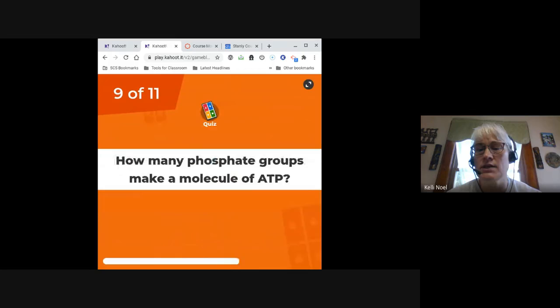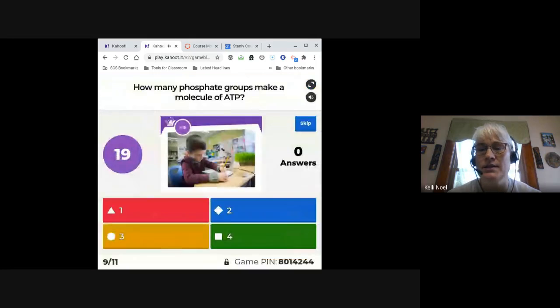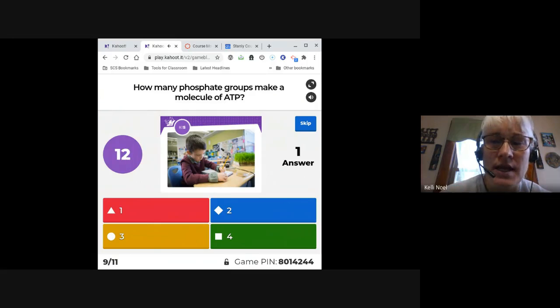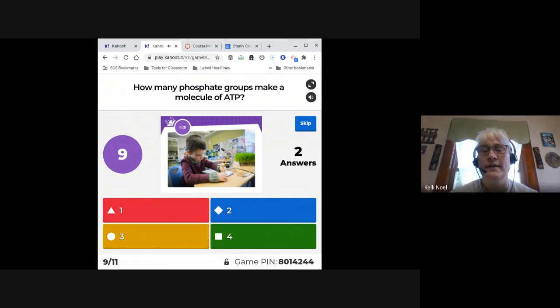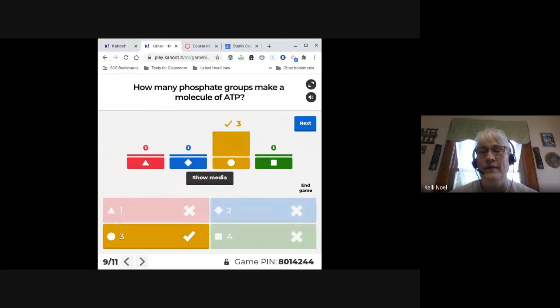How many phosphate groups make up an ATP? So in an ATP molecule, how many phosphates? ATP stands for adenosine triphosphate. All right, 3. When it's ADP, it's diphosphate, so it's 2.